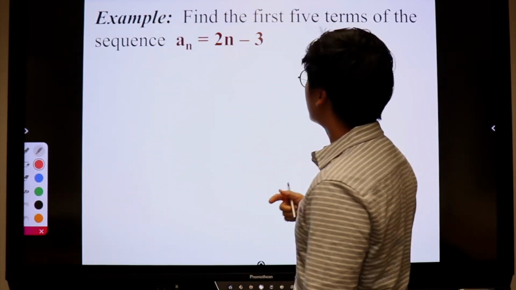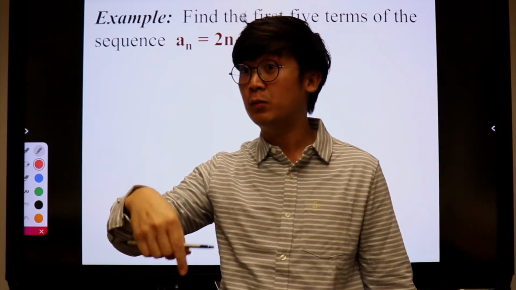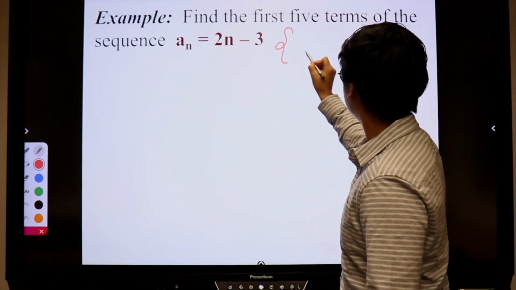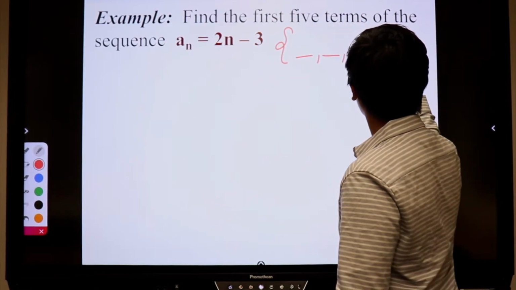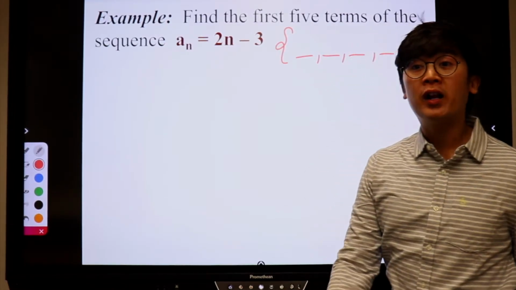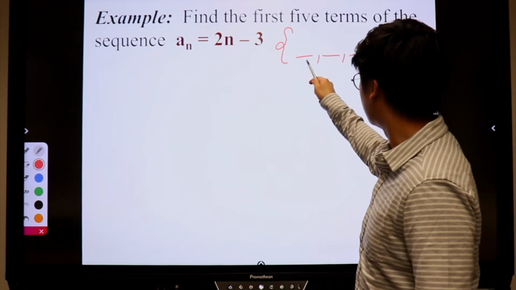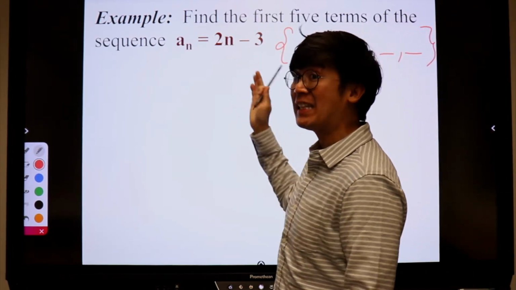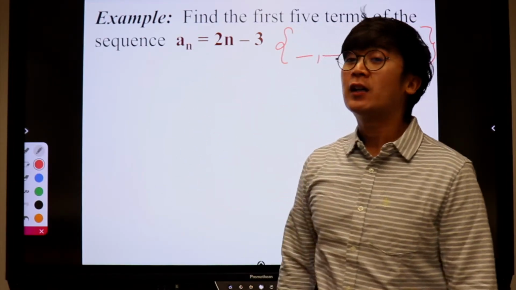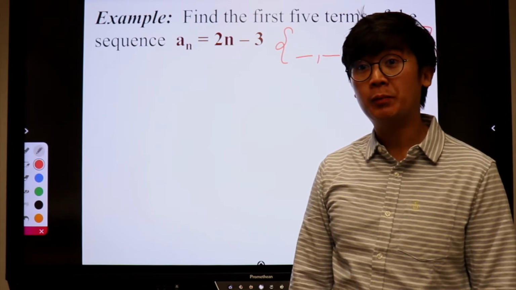Find the first 5 terms of the sequence. So what we're going to do is, you're not seeing the sequence of numbers just like what I showed you on the first slide, but here, they want you to produce the first 5 terms of the sequence with this rule. And the rule is 2n minus 3. That's the number that you are going to be producing.